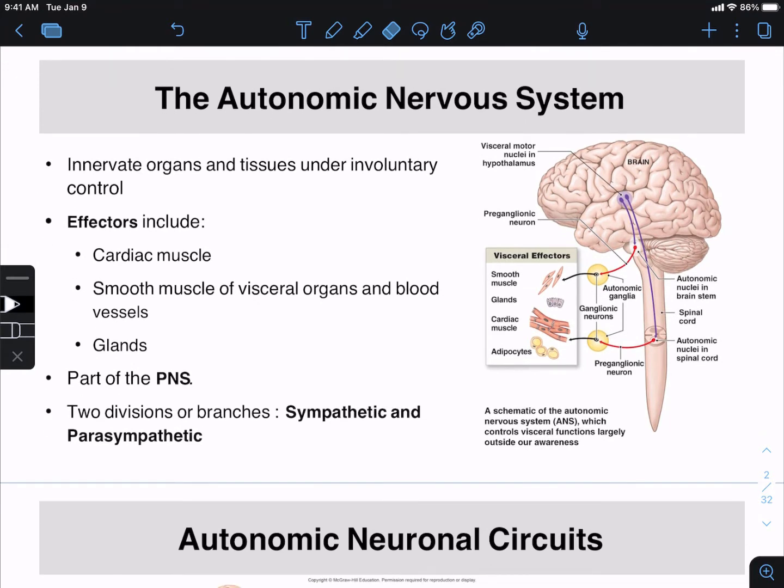It is a part of the peripheral nervous system, which means it is found outside of the central nervous system, or at least mostly outside of the central nervous system. The autonomic nervous system regulates the contraction of smooth muscles, the contraction of cardiac muscles. It also regulates glands and adipose tissue.